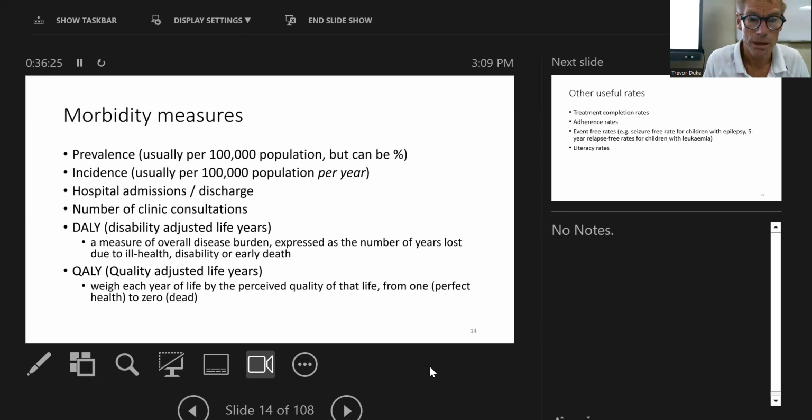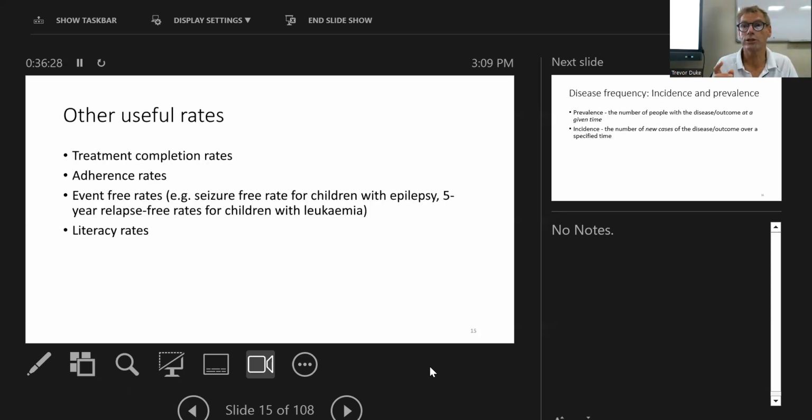Yeah? Other useful measures we might measure, for example, with TB patients, we might measure treatment completion rates, right? That's not a morbidity measure. It's not a mortality measure. It's actually in some ways like a health service quality measure, isn't it? We're measuring how well we are doing at completing treatment for children with TB. Or we might measure adherence rates in children with TB or with HIV with the antiretroviral therapy. So these are easy to say and actually hard to do. It's actually hard to measure an adherence rate, right?